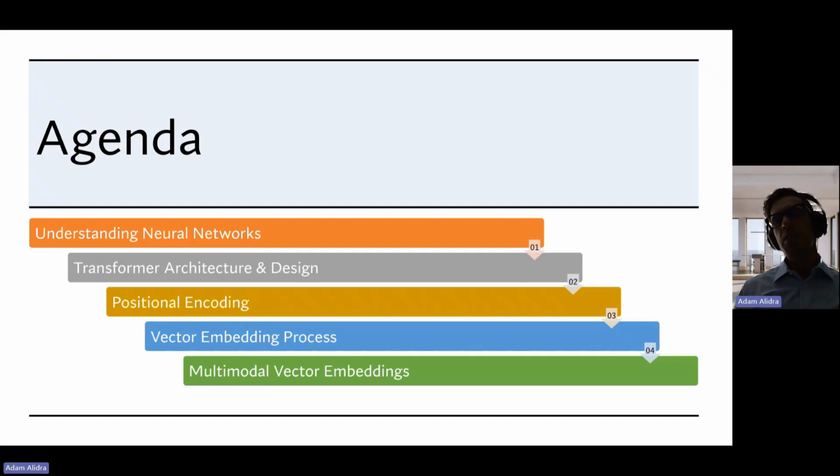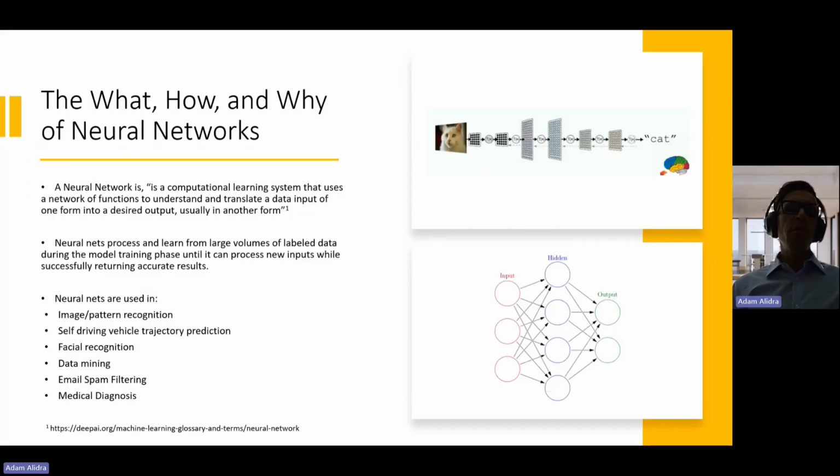From there, we're going to look at the positional encoding process, which lends to better understanding and analyzing vector embeddings. Once we have an understanding around all these other concepts, we'll tie it all together through a summary understanding of multimodal vector embeddings.